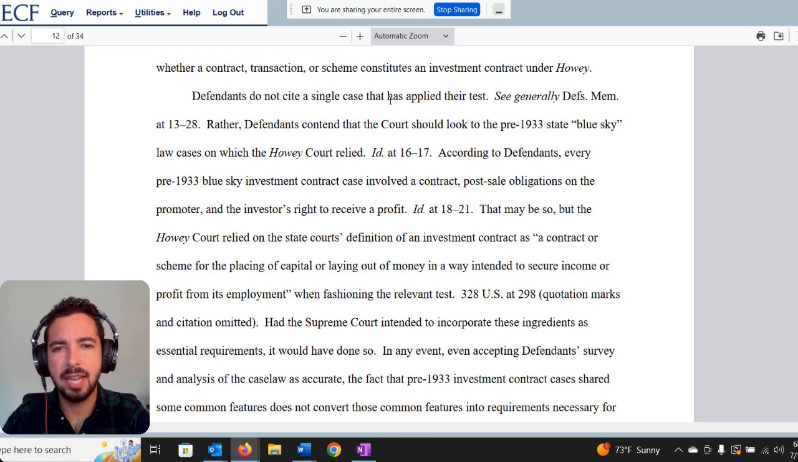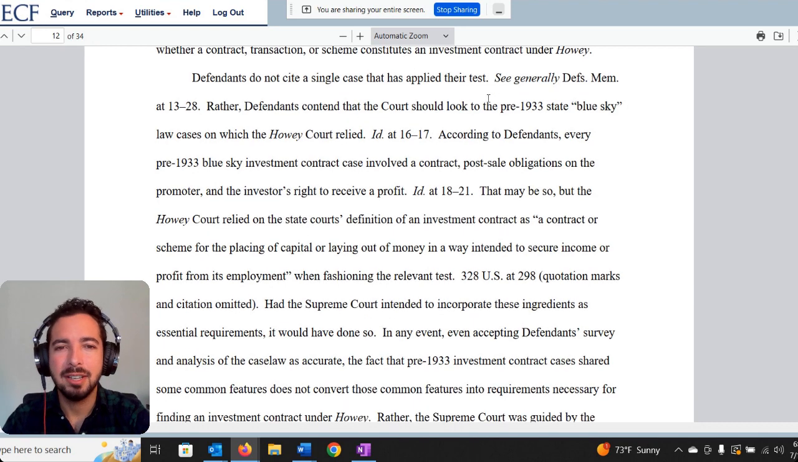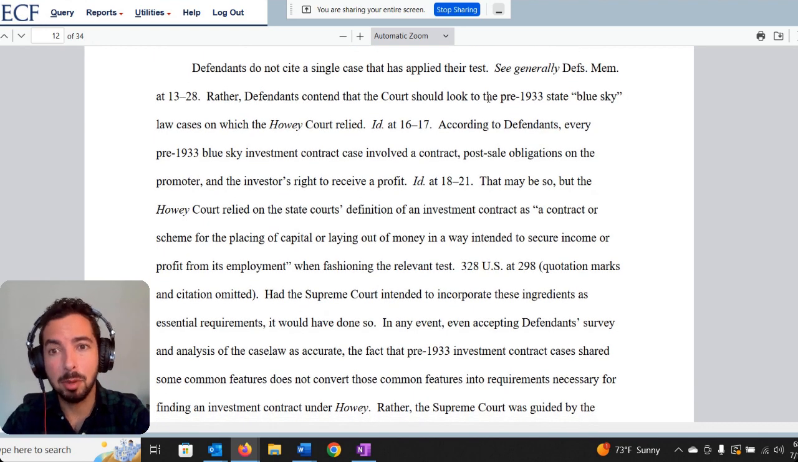Defendants do not cite a single case that has applied their test. Which is not surprising because she acknowledges that it's a novel or new test that Ripple is trying to advance here. So, of course, there wouldn't be a single case applying their test. They're making it up right now. Rather, defendants contend that the court should look to the pre-1933 state blue sky law cases on which the Howey Court relied. And blue sky law cases have to do with the early days of investments, back when the US was more like the Wild West.